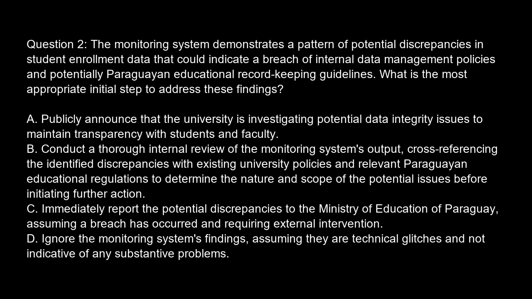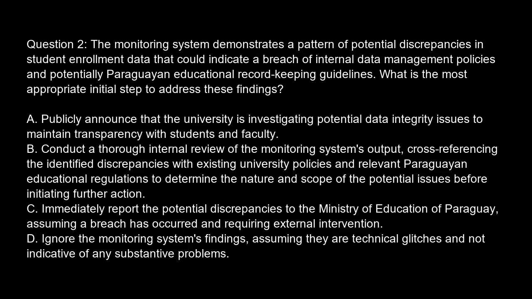Question 2. The monitoring system demonstrates a pattern of potential discrepancies in student enrollment data that could indicate a breach of internal data management policies and potentially Paraguayan educational record-keeping guidelines. What is the most appropriate initial step to address these findings?